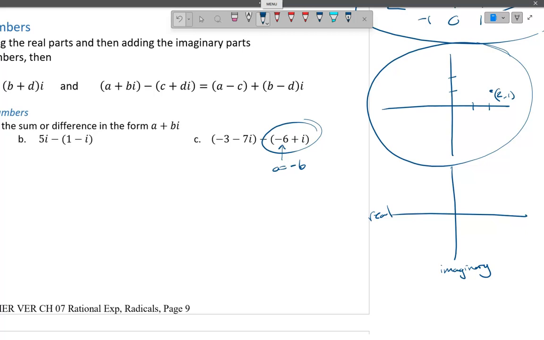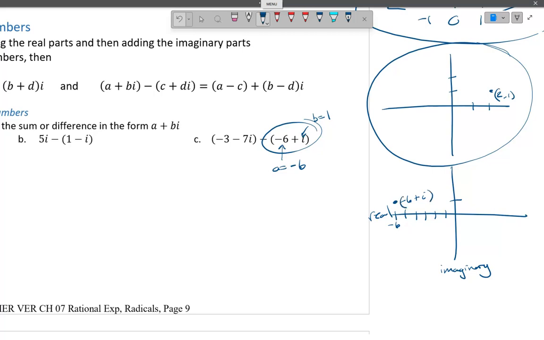But you can. And then here we have our imaginary part. Since there's no number in front of i, what do we assume it to be? A 1, right? So b equals 1. So we would graph this just like we would on the coordinate grid. I'll go left 6 units, 1, 2, 3, 4, 5, 6. That represents negative 6. And then the y-axis is the imaginary, so I go up 1. So this is the number negative 6 plus i.